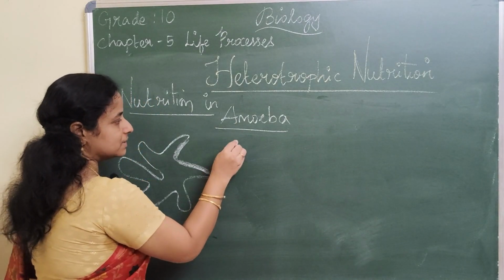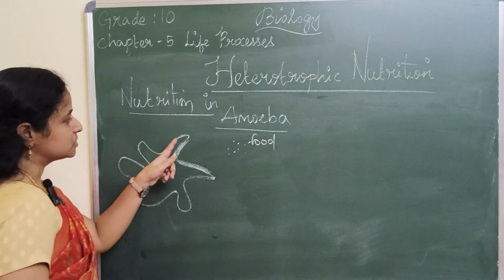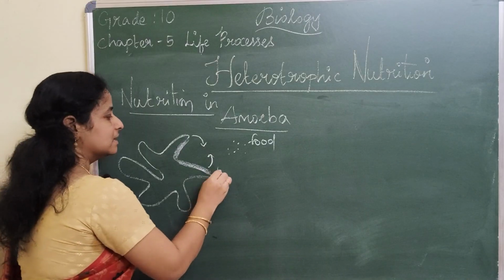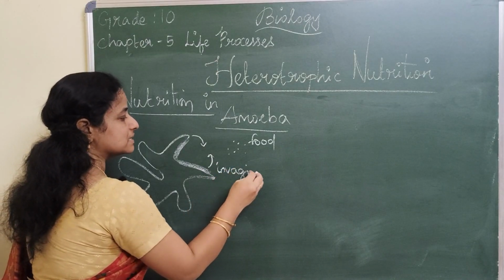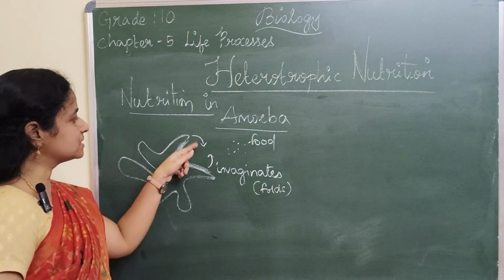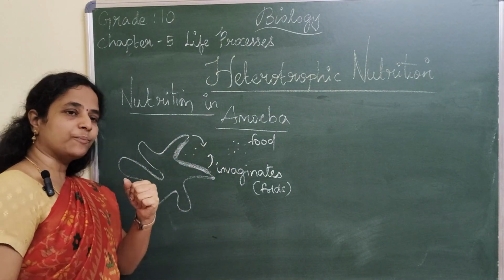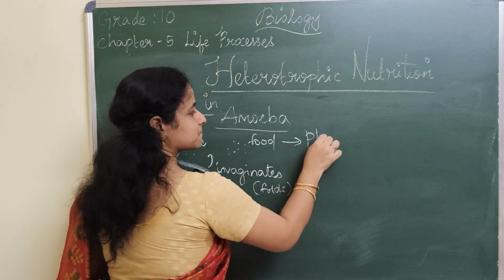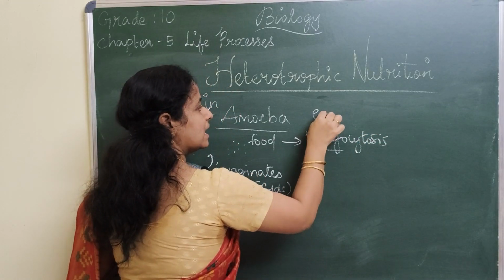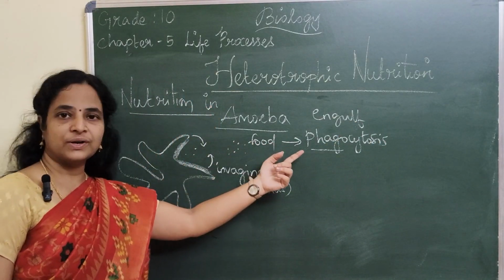Say for example, this is the food of amoeba. So the cell membrane will invaginate. What do you mean by invaginate? Invaginate means folds inside. So the cell membrane will fold inside and they take up the food. The taking up of the food, you call it as phagocytosis. That is the engulfing. Phago meaning engulf. So it engulfs the food. You call it as phagocytosis.